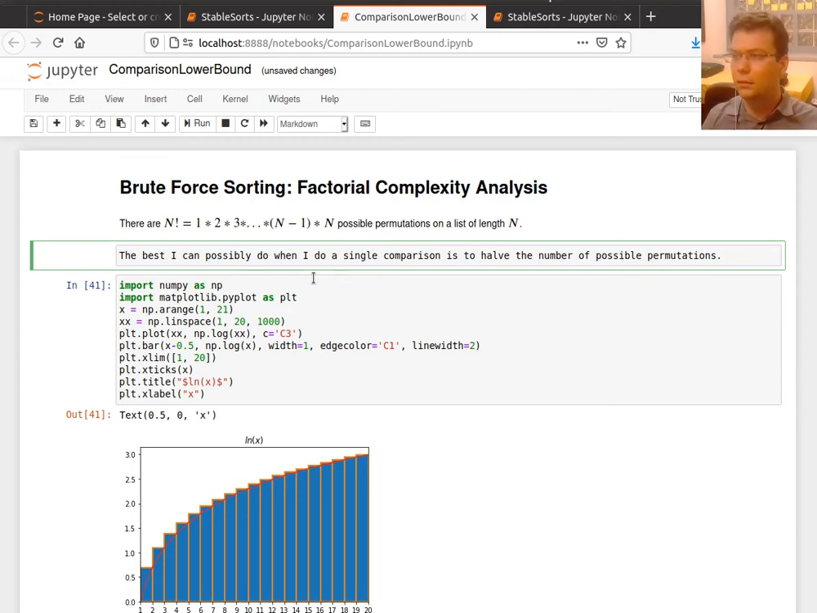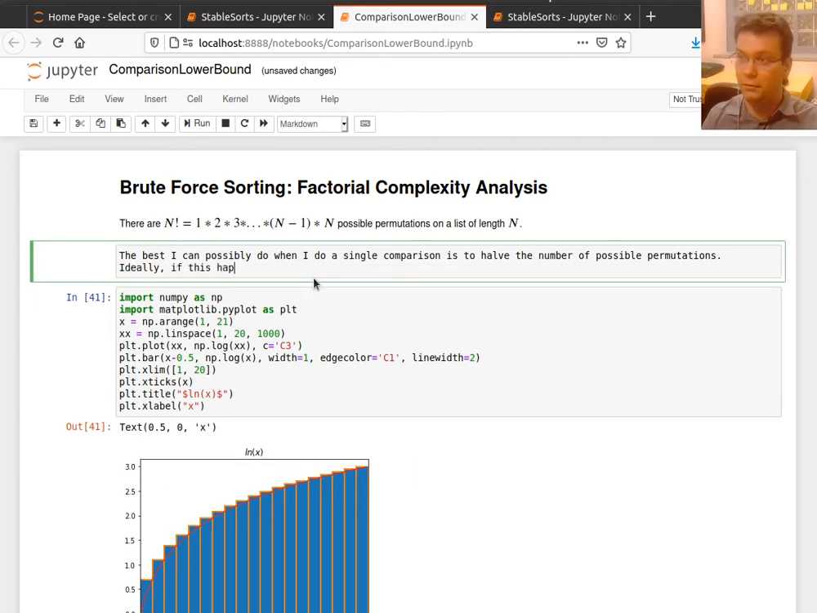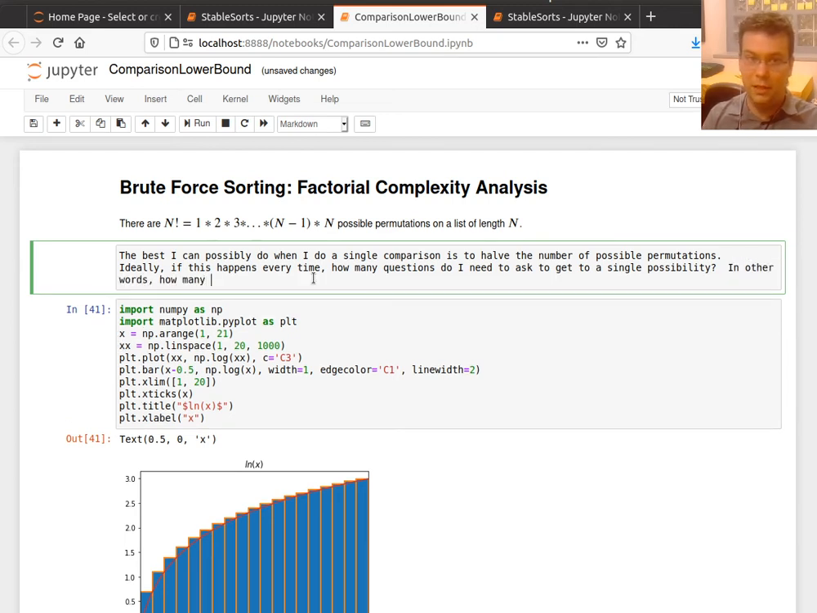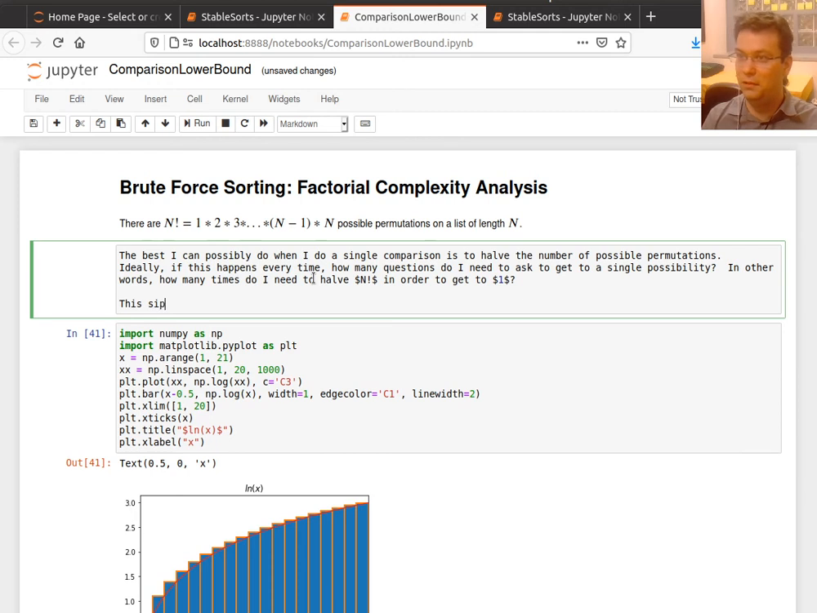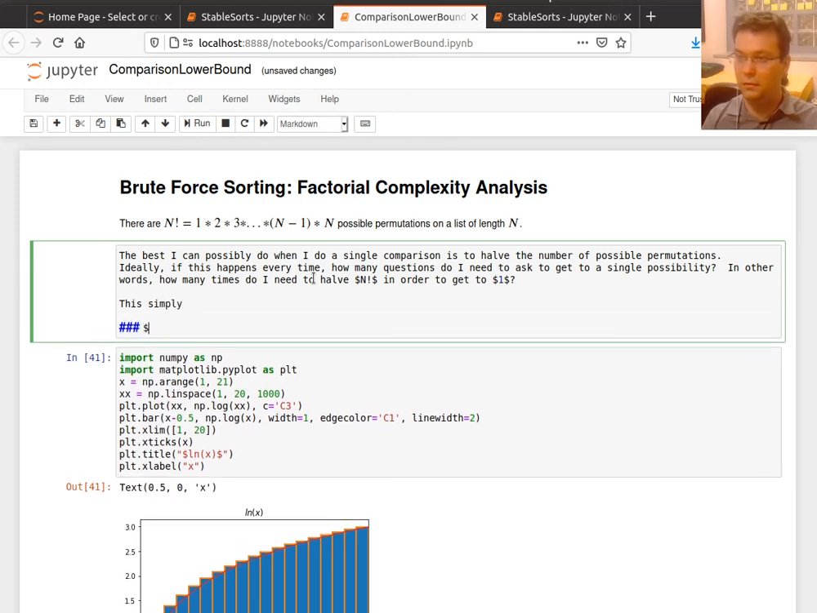So, all right, ideally then, if this happens every time, how many questions do I need to ask to get to a single possibility? Well, that's like asking how many times do I need to halve n factorial in order to get to 1? Well, this is simply the log base 2 of n factorial, right?